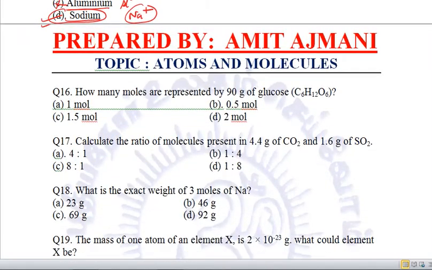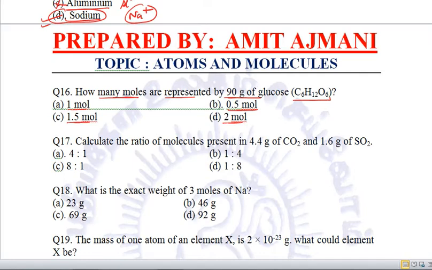Quite simple questions, I suppose. Let us see the next. How many moles are represented by 90 gram of glucose, C6H12O6? Is it 1 mole or 1.5 mole or 0.5 mole or 2 mole?